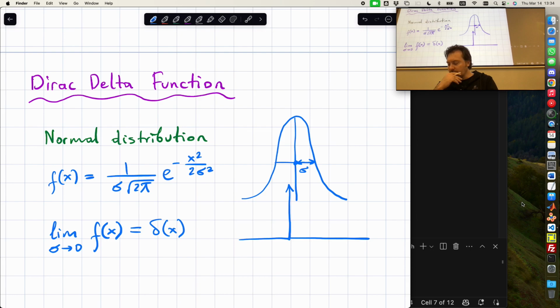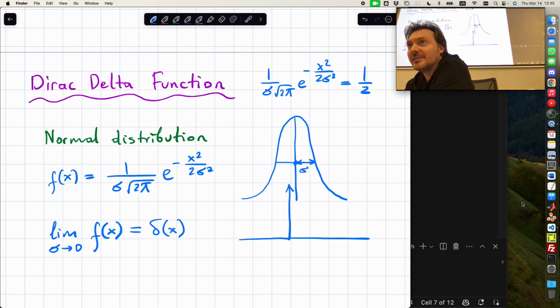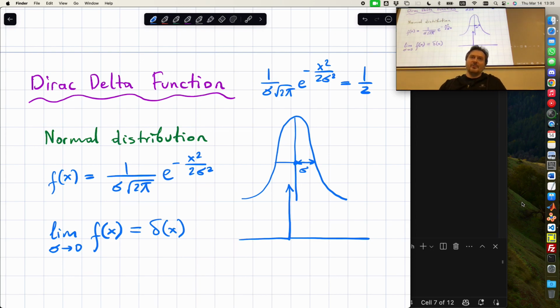Let me think about it. Whatever, okay? This is very important. Let's find it. So we want to know what will happen when 1 over sigma square root 2 pi times e to the minus x squared over 2 sigma squared is equal to 1 over 2. So what is that x? That is this x. It's definitely not sigma, but it's some number times sigma, probably.